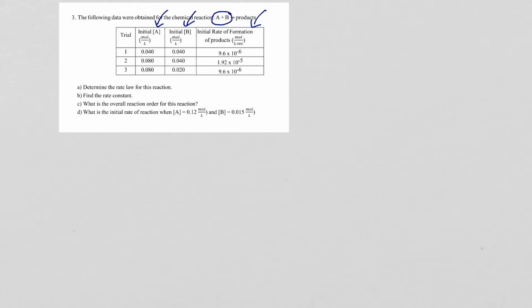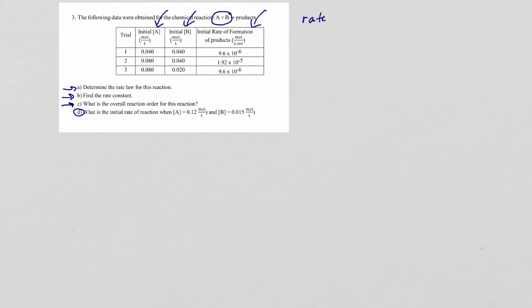First thing we're going to do is find the rate law. We're going to find the overall order. We're going to find the rate constant, but this one has a little bit of an extra twist, so we'll see what to do with that. So I'm going to move fairly quickly through finding the answers to problem A, B, and C.